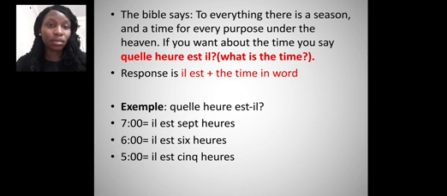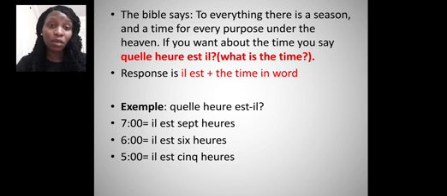Alors, the Bible says, to everything there is a season and a time for every purpose under the heaven. If you want to talk about time, you say quelle heure est-il? That is, if you want to ask the time, you see someone, oh please, what's the time? Or what time is it? You say quelle heure est-il? Which means what is the time, or what time is it?